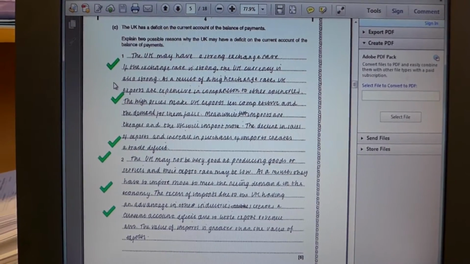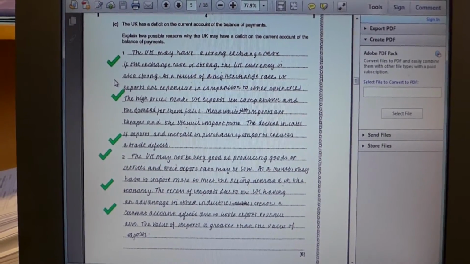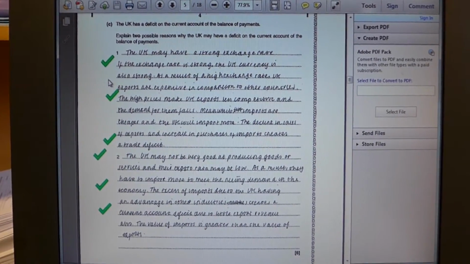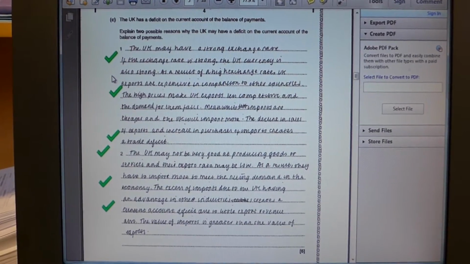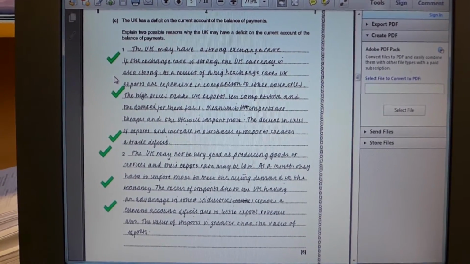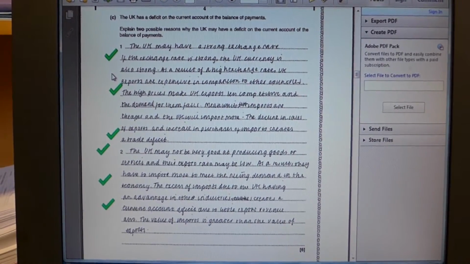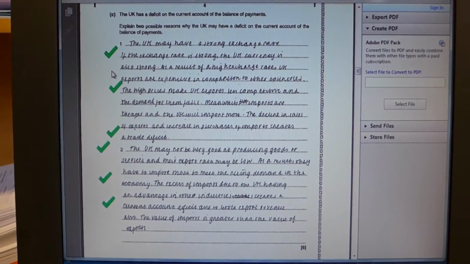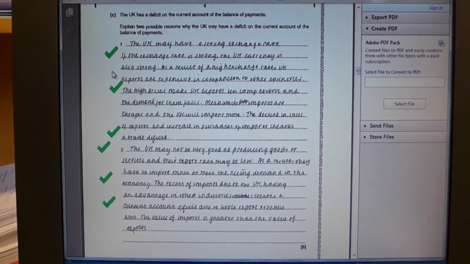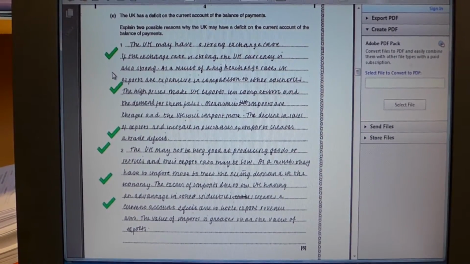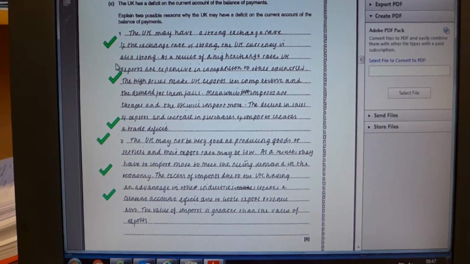Identifying the fact that if your currency gets stronger, so too do the price of your exports in comparison to other countries. The high prices make UK exports less competitive, so that's price competitive obviously, and the demand for them falls. Meanwhile, imports are cheaper and the UK will import more. The decline in sales of exports and the increase in purchases of imports creates a trade deficit. That's a tremendous answer for 3 marks.